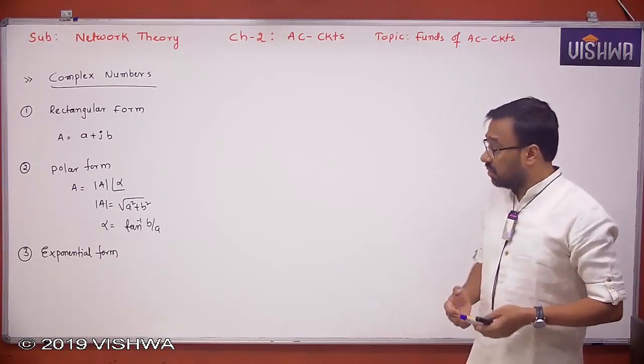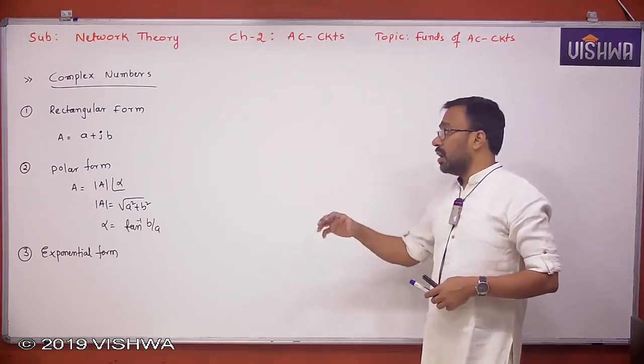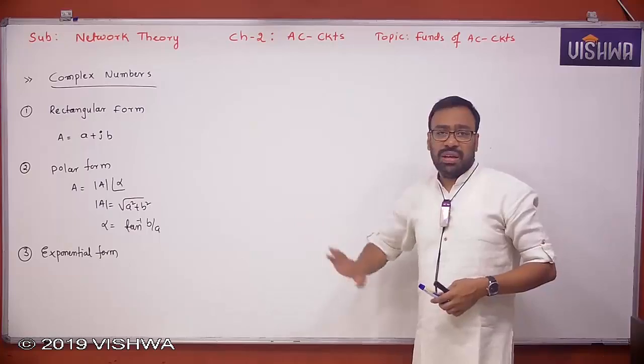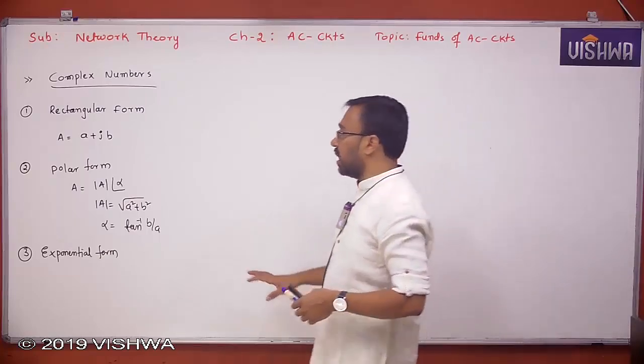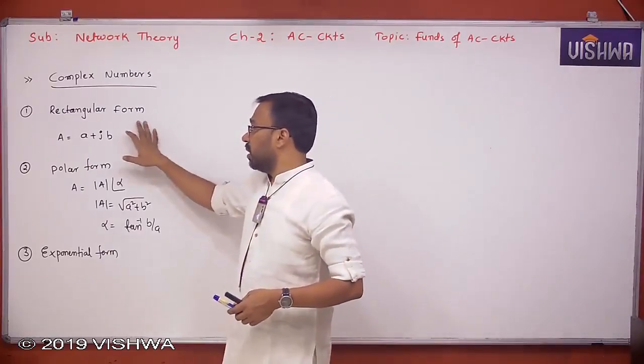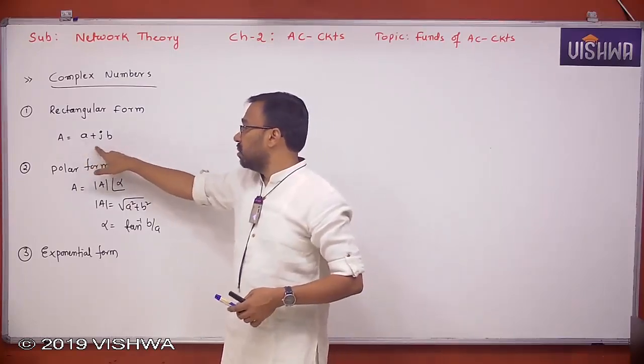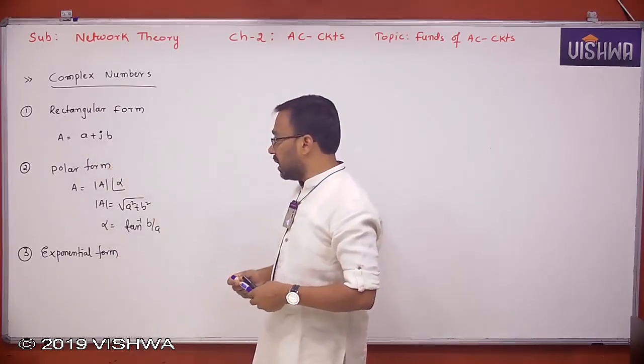Now in this session, let us have once again, I think all of you know complex numbers. Still, I would like to just quickly explain what is a rectangular form or representation of any complex number. You know that very well, yes or no? Okay, so A is equal to a plus jb is the rectangular form.